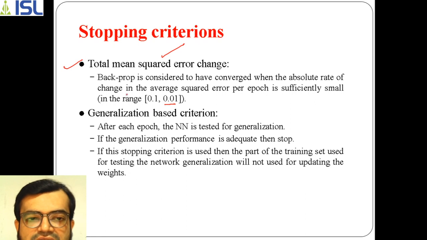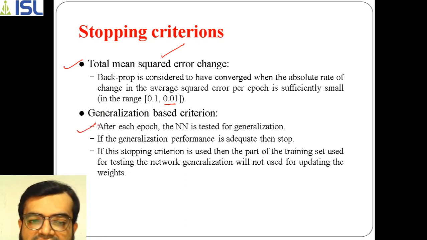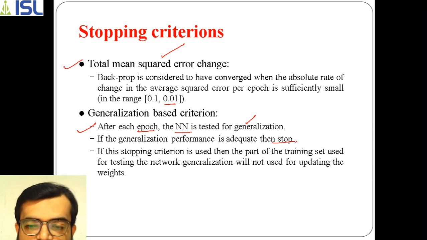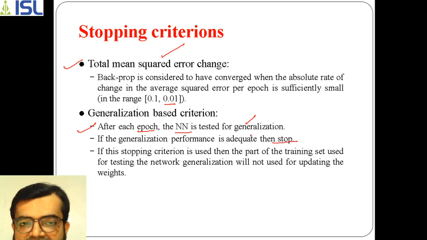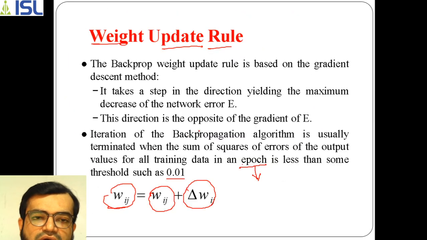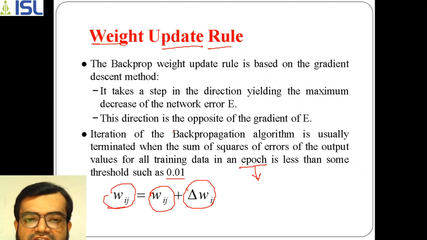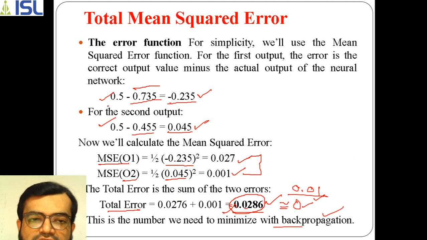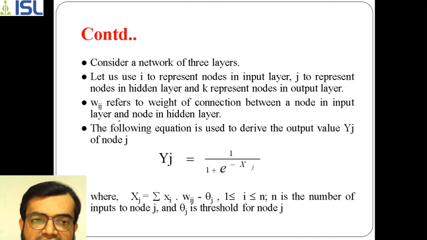Here the stopping criterion is also a generalization based criterion. That means at every epoch, every step, the neural network is tested for generalization. If the generalization is adequate, meaning it is satisfied, then it stops. So these two are used as stopping criteria. This is how the backpropagation algorithm works, where I am using the weight update rule and the total mean squared error. This total mean squared error is a very important part, so that you can understand well.